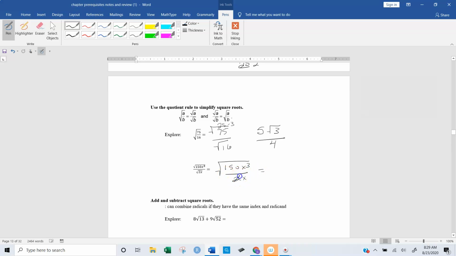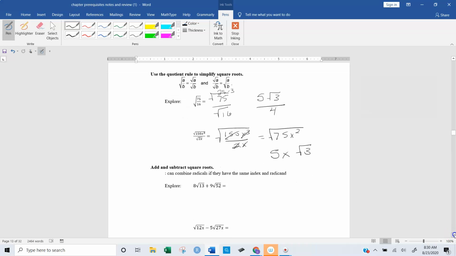Well, this reduces here to 75, and this reduces to x squared. So now I'm taking the square root of 75x squared. Well, we just did 75 up here, so we know that that's 5 square root of 3, and the x comes out. Completed. I hope you did well on those.